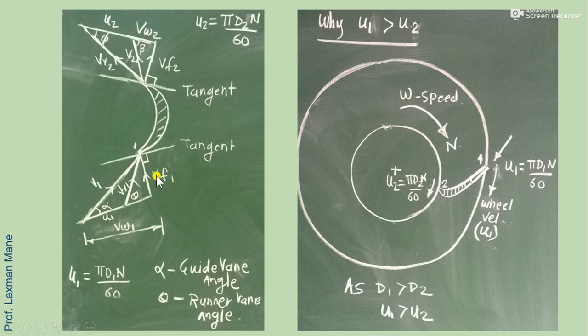Now here this is the inlet velocity triangle and this is the outlet velocity triangle. As far as diameters are concerned, this diagram is very important. So external diameter of the runner is D1, and internal diameter of the runner is D2. So flow of water takes place from 1 to 2. So here U1 is pi D1 N by 60 and U2 is pi D2 N by 60.